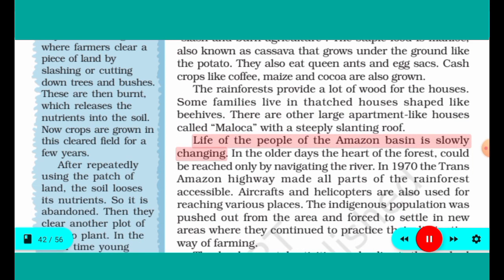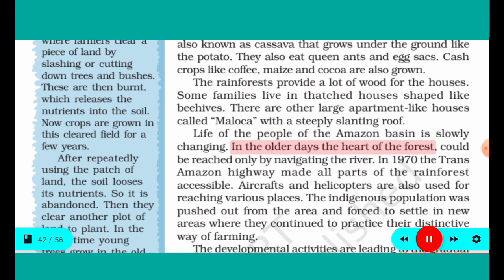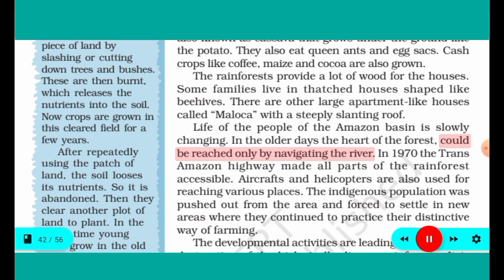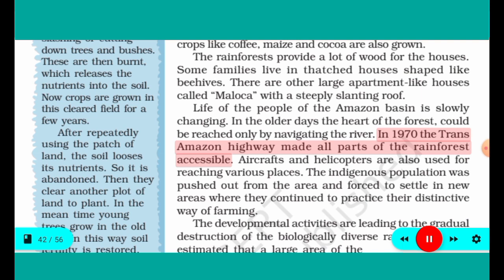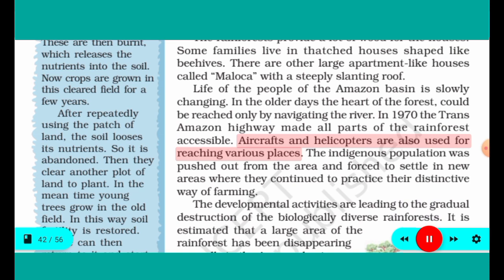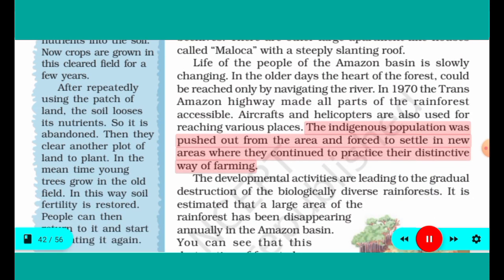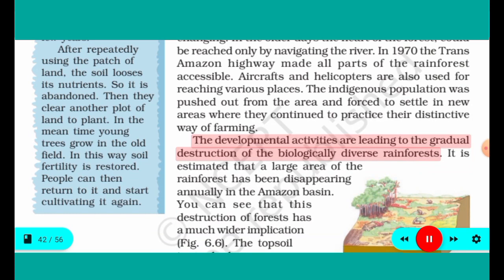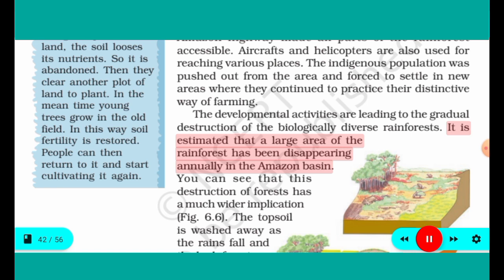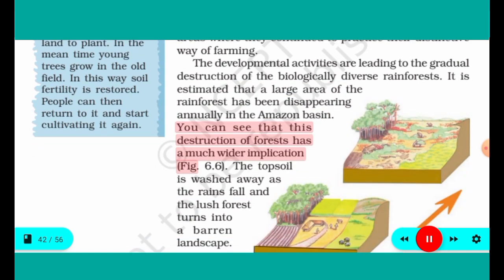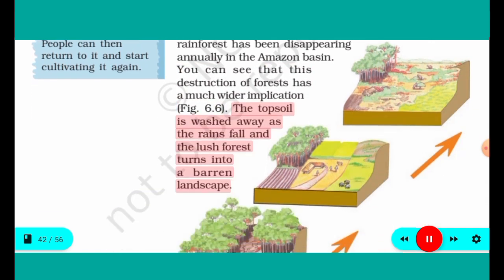Life of the people of the Amazon basin is slowly changing. In the older days, the heart of the forest could be reached only by navigating the river. In 1970, the Trans-Amazon Highway made all parts of the rainforest accessible. Aircrafts and helicopters are also used for reaching various places. The indigenous population was pushed out from the area and forced to settle in new areas where they continued to practice their distinctive way of farming. The developmental activities are leading to the gradual destruction of the biologically diverse rainforests. It is estimated that a large area of the rainforest has been disappearing annually in the Amazon basin. You can see that this destruction of forests has a much wider implication. Fig. 6.6. The topsoil is washed away as the rains fall and the lush forest turns into a barren landscape.